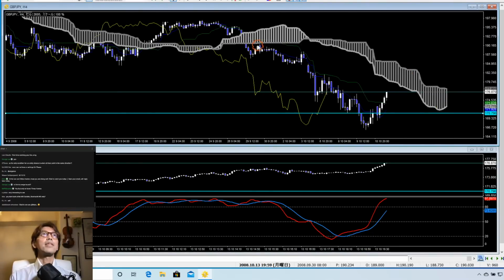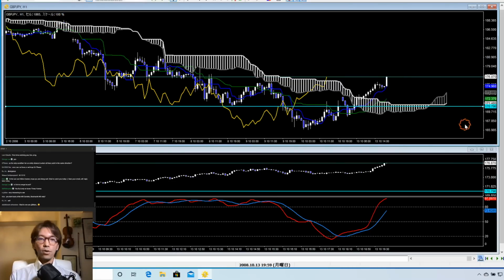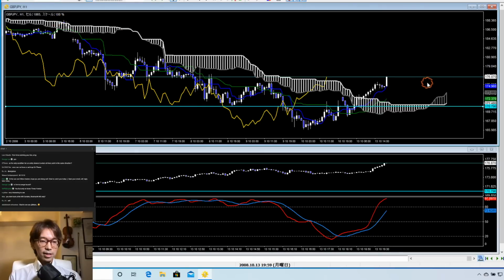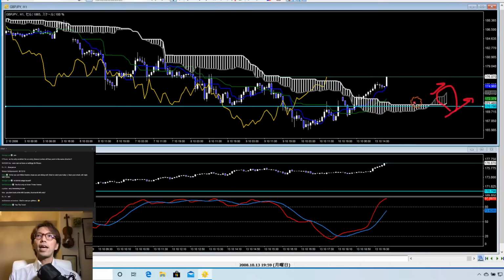Oops, sorry. I think I switched time frame. All right, 1 hour chart. So I see Kumo sloping up, right? Oh, sorry. Keep switching for some reason. Okay, so Kumo is up, right? Senkou Span B up, Senkou Span A is up, and Kijun Sen is moving up too, right?